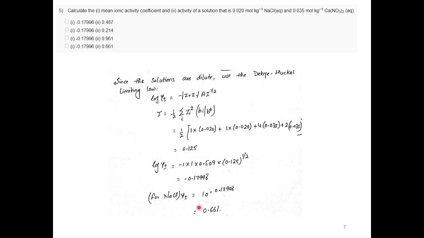So for NaCl, the mean ionic activity coefficient is 0.661, the activity of the solution, right? So this one and this 0.661.